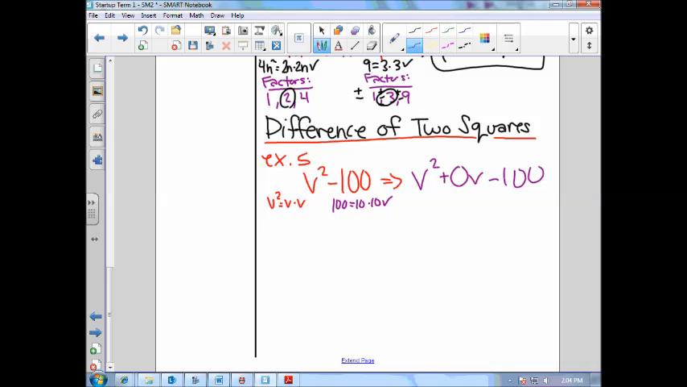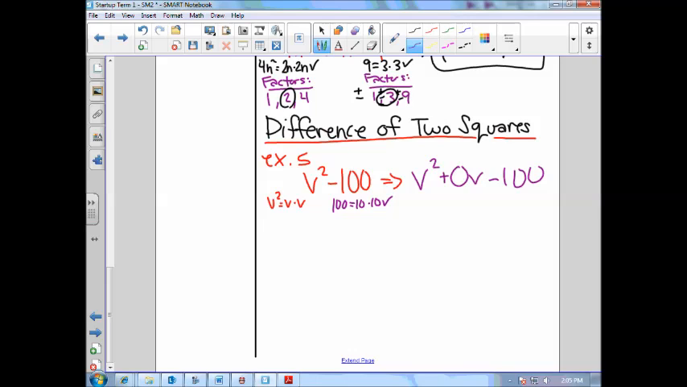So, but how does 10 and 10 add to 0? I appreciate you 4 boys, but I call on you a lot. So let's get a couple more hands that don't normally pop up. How does 10 plus 10 add to 0? Blanca, do you know how 10 and 10 adds to 0?